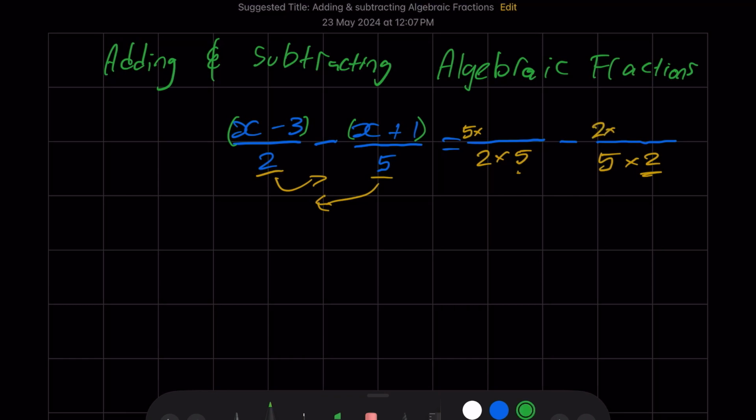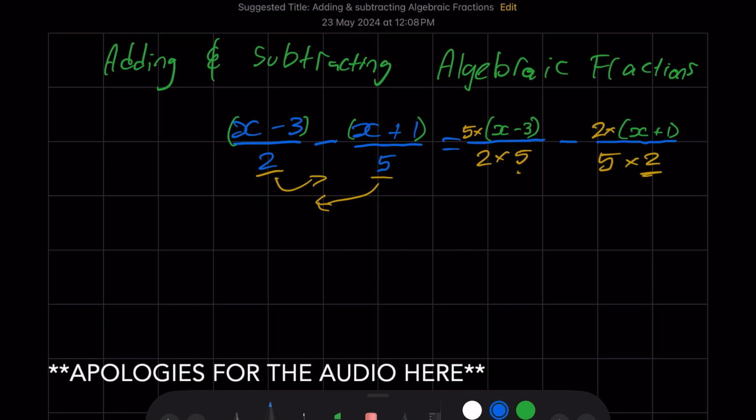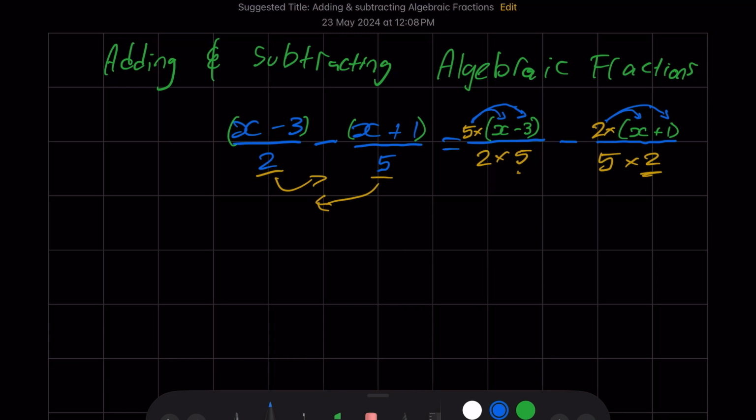This is why our brackets work, because I'm going to write up here x take 3 and x plus 1. We need the brackets because we need to multiply this number 5 with both terms. And this 2 with both terms. The brackets remind you to do that. That is step 1 done.